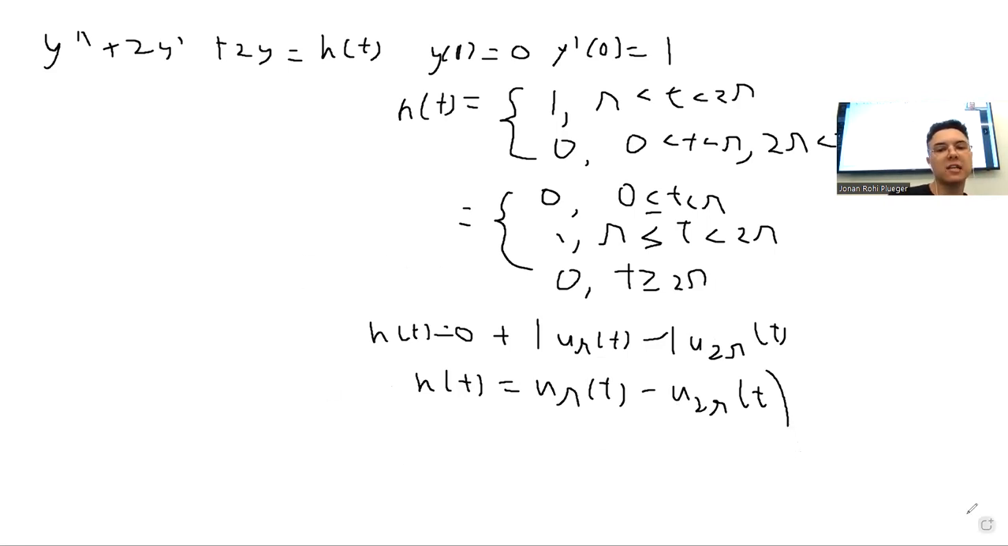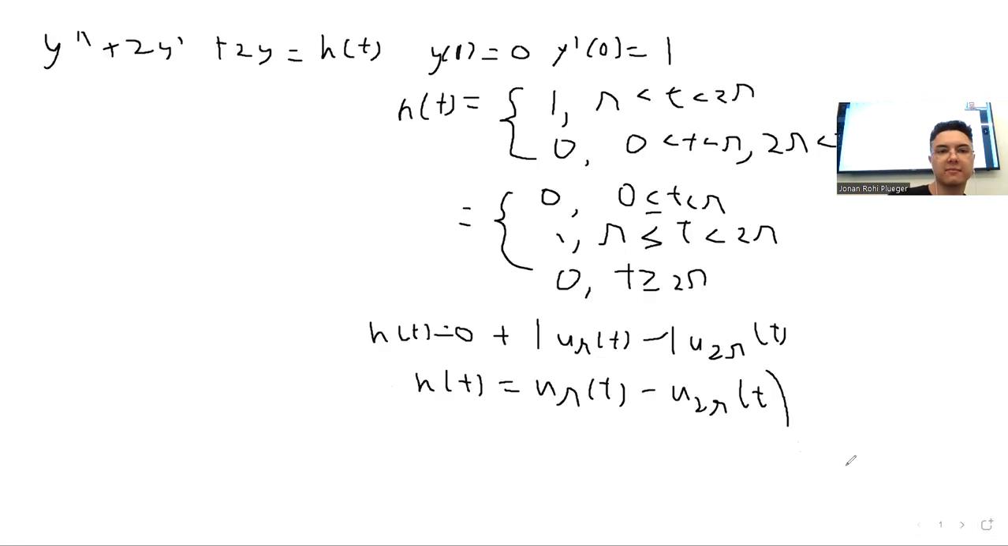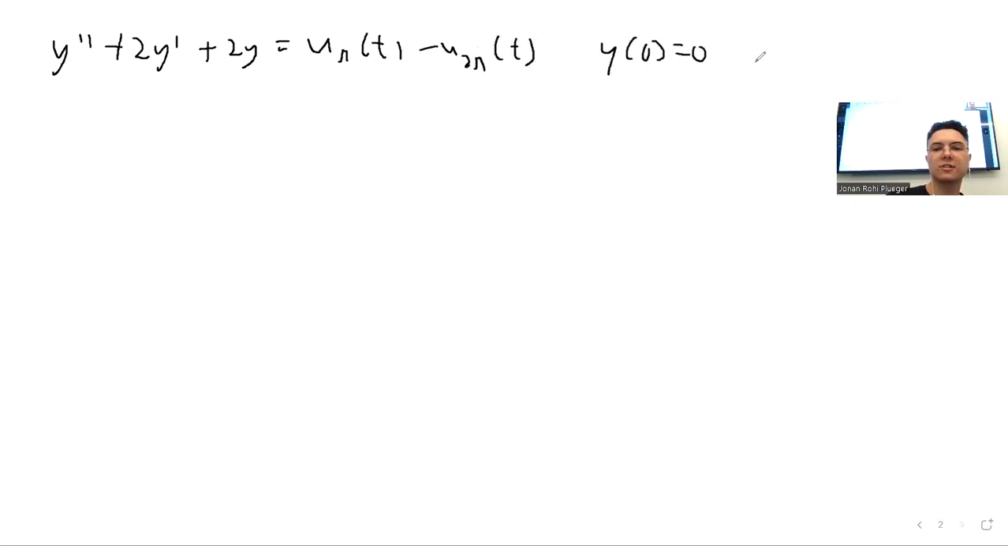So now I can rewrite everything as y double prime plus 2y prime plus 2y equals u pi t minus u2 pi t. Y0 equals 0, y prime 0 equals 1. And we can now, the goal is to solve this, and we're supposed to do it with what?